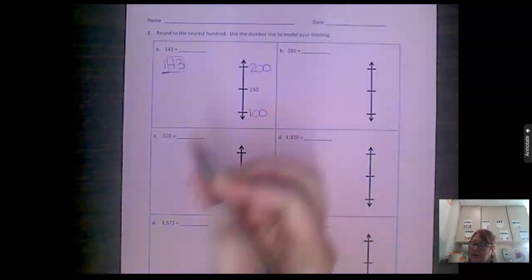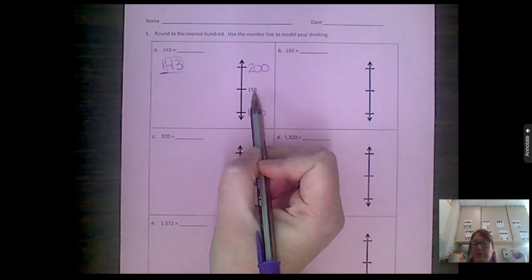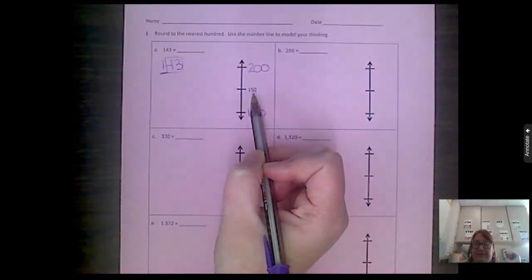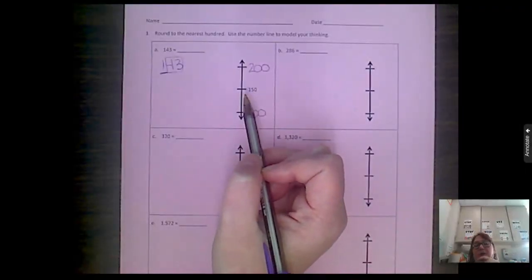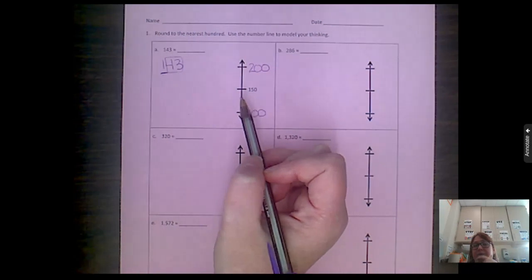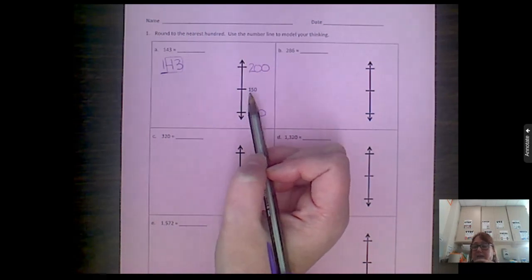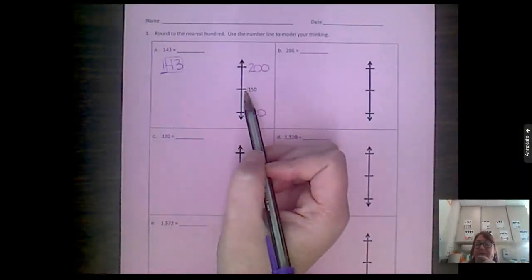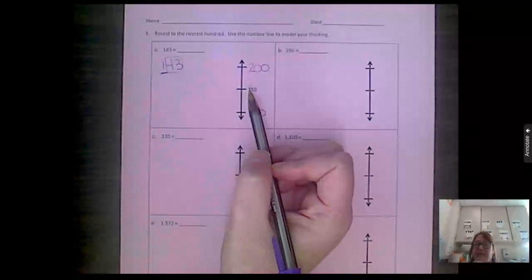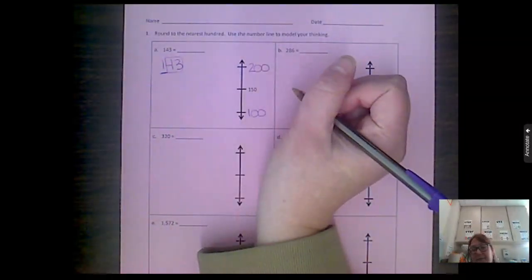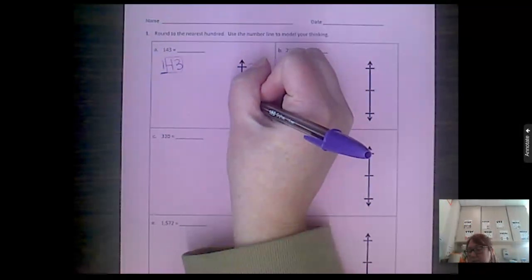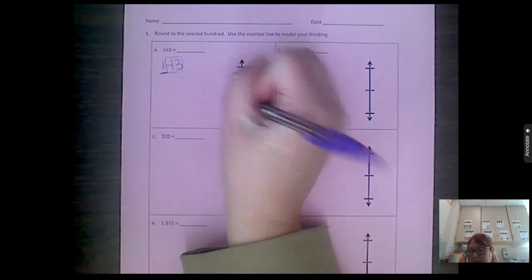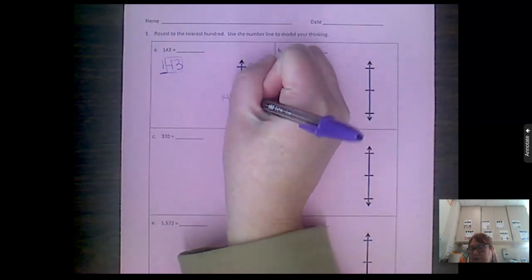Good. And right in between, they already did that work for us. Right in between 100 and 200 is 150. So now it's our job to decide, is 143 less than 150 or is it more than 150? It is less, right? So we don't need to count out tick marks, but we know that it's kind of close to 150. So I'm going to stick it right out there. So 143, we can put the point right there for 143.